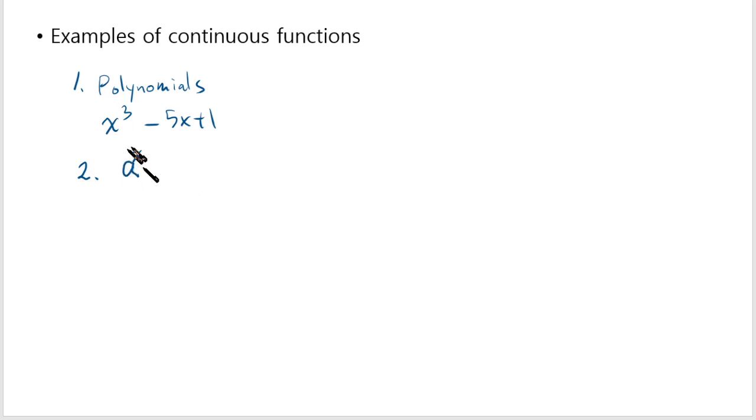So for exponential functions, the graph looks like this when a is bigger than 1, and if a is between 0 and 1, it might go down like that. These functions are always continuous.